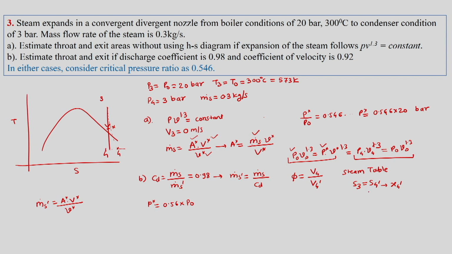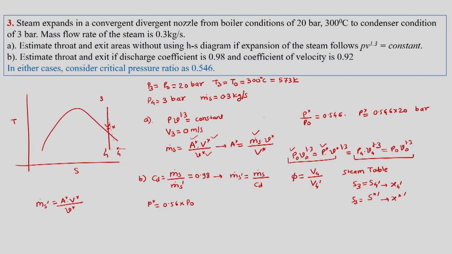Similarly, we can do it for the throat. So we can know S star, basically S3 is equal to S star dash, and for that we will find out X star dash. So we will know the dryness fraction at the throat and also the dryness fraction at the exit in the ideal condition, and knowing this we can find H4 dash and H star dash.